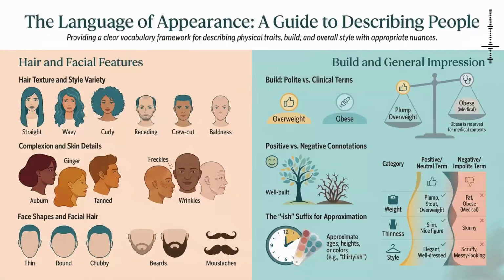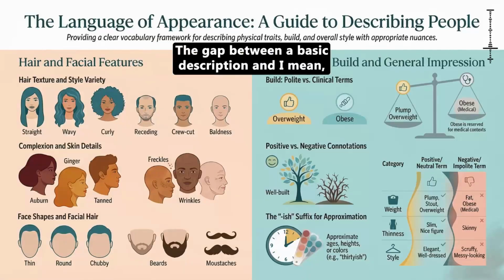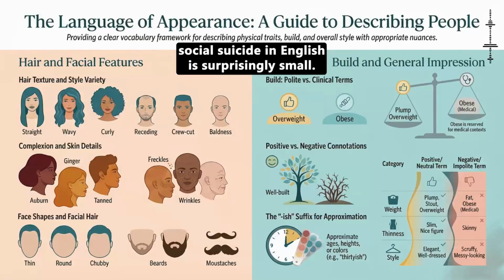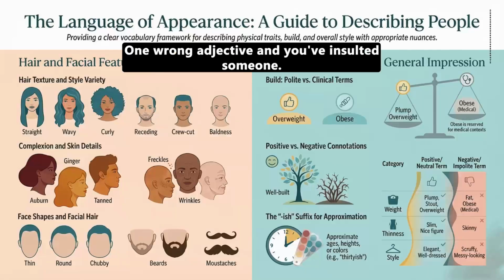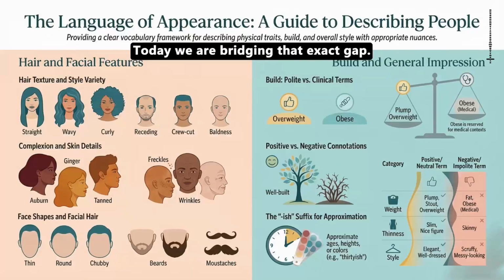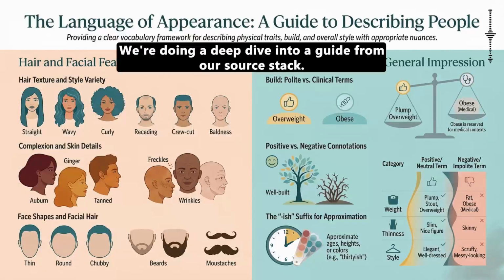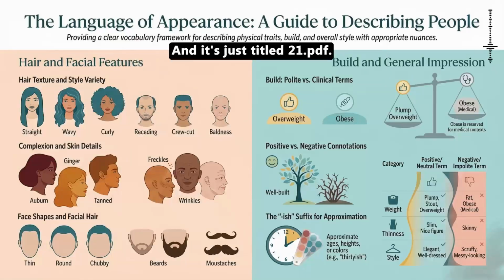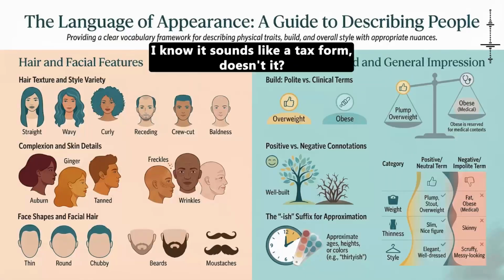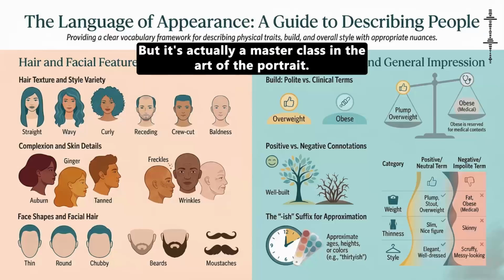That is the trap. The gap between a basic description and social suicide in English is surprisingly small. One wrong adjective and you've insulted someone. Today, we are bridging that exact gap. We're doing a deep dive into a guide from our source deck, and it's just titled 21.pdf. I know, it sounds like a tax form, doesn't it? It really does. But it's actually a masterclass in the art of the portrait.